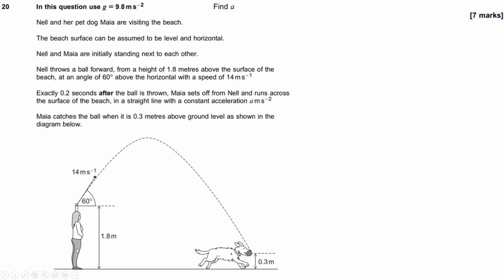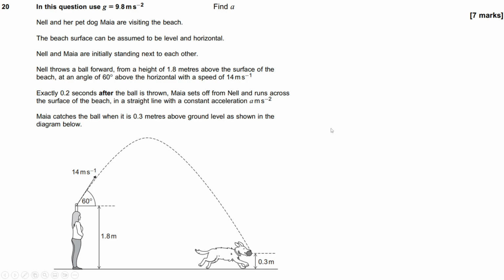Basically, I'm not going to read through all of this, but we've got this woman. She's throwing this ball from a height of 1.8 meters to a height of 0.3 meters. The dog runs 0.2 seconds after she's thrown the ball, and it catches the ball 0.3 meters off the ground. She throws it initially with 14 meters per second, 60 degrees to the horizontal, and I think that's all the information. Using g is 9.8.